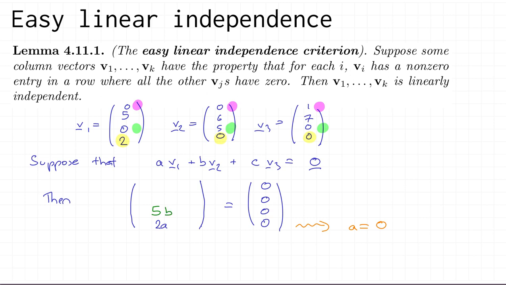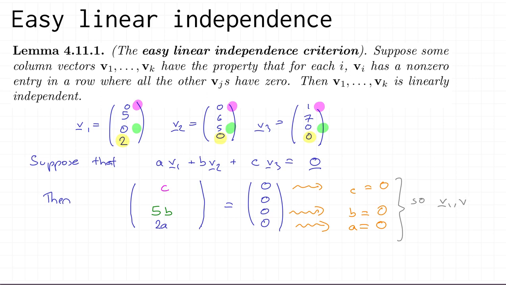Okay, so then again, just looking at this third entry, what does it lead to? 5 times b is 0, so b is equal to 0. Now if we look at the top entry, in that top entry, I've got 0 times a, 0 times b, 1 times c. So I immediately get from that c is equal to 0.